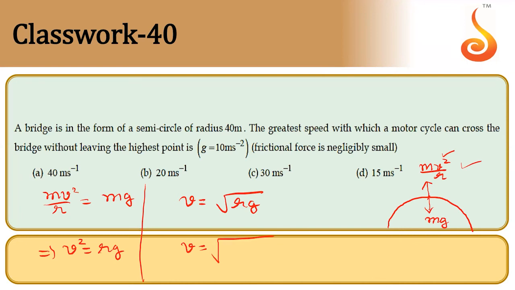So r is 40, g is 10. That should be 400, so v is 20 meter per second. That is option D.